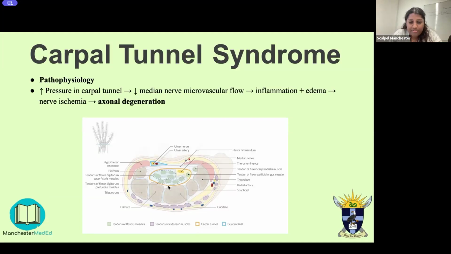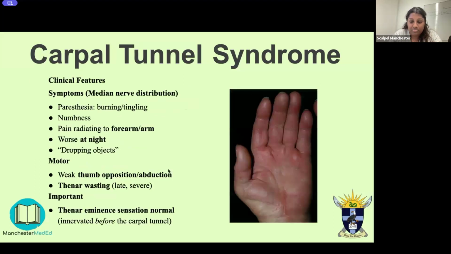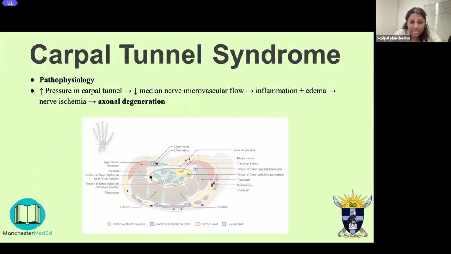So this is the picture I was saying. I hope everyone can see my mouse. This orange line is the carpal tunnel, and that's where the median nerve runs through. The pathophysiology would be an increased pressure within this system. Therefore, that decreases the median nerve's vascular flow, so the median nerve just can't conduct. This leads to inflammation and edema, which again contributes back to the problem. You get nerve ischemia and then axonal degeneration.